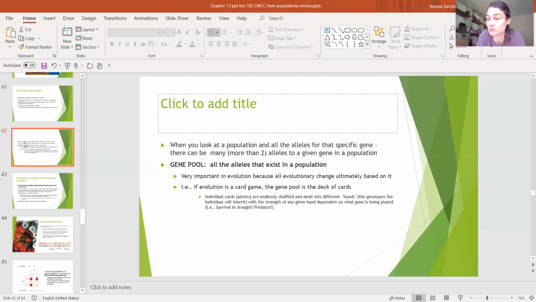Thing is though, brown and blue are not the only things there. We also have green eyes, right? We also have hazel eyes. We have light brown, dark brown, all sorts of eyes. Those are all different alleles. And so all of those alleles that exist in one population, in my eye example a population of humans, that's known as the gene pool. And this is very important in evolution because all evolutionary change pretty much is based off of that. So you can kind of imagine evolution as a card game and your gene pool as just a deck of cards, and whatever card hand you have is going to dictate your phenotype.